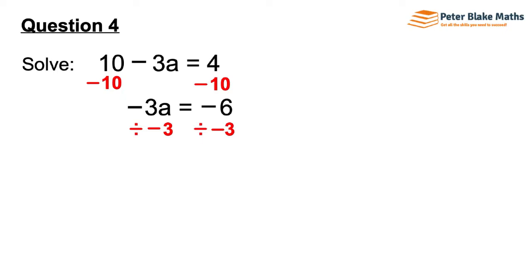On the left hand side, a multiplying of minus 3 and a dividing of minus 3 cancel each other out, leaving us with our letter on its own, which is good. And on the right hand side, we'll have to be careful with that. Minus divided by a minus makes a plus, and 6 divided by 3 is 2. So careful with those things, and we'll get a equals 2.